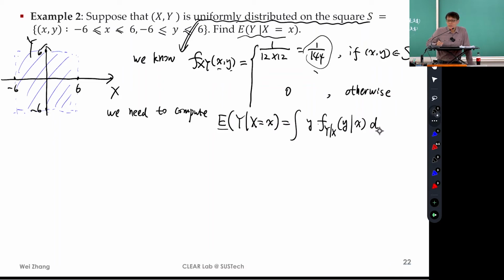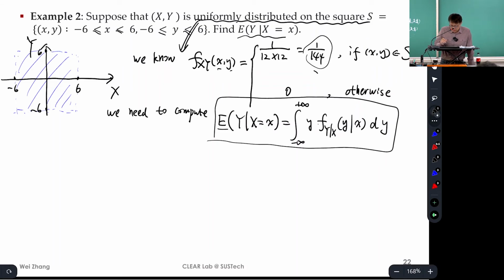dx or dy? dy, because it's a sum over all the possible values y takes, right? I know y is a scalar, it's from negative infinity to positive infinity. If it goes outside negative 6 to 6, that's fine, it's 0. You integrate something that is 0, it's fine. But in the most general formula, you should be able to write it down like this, right?